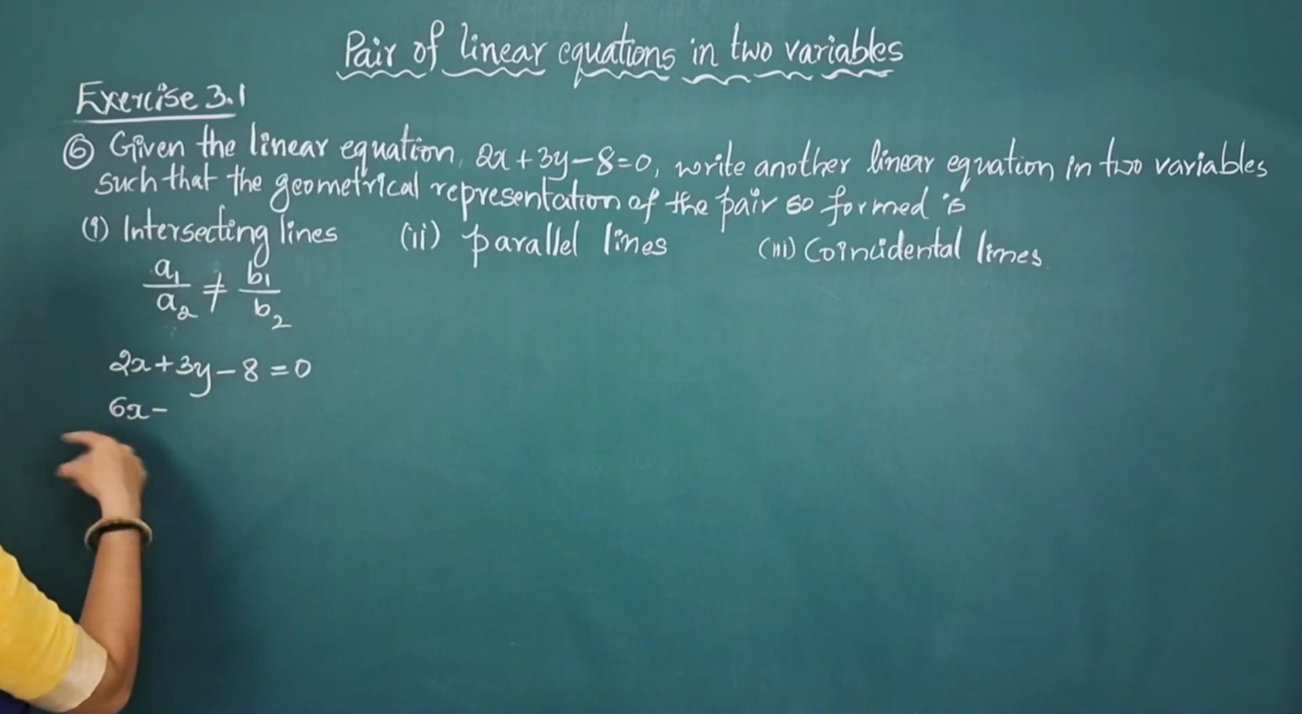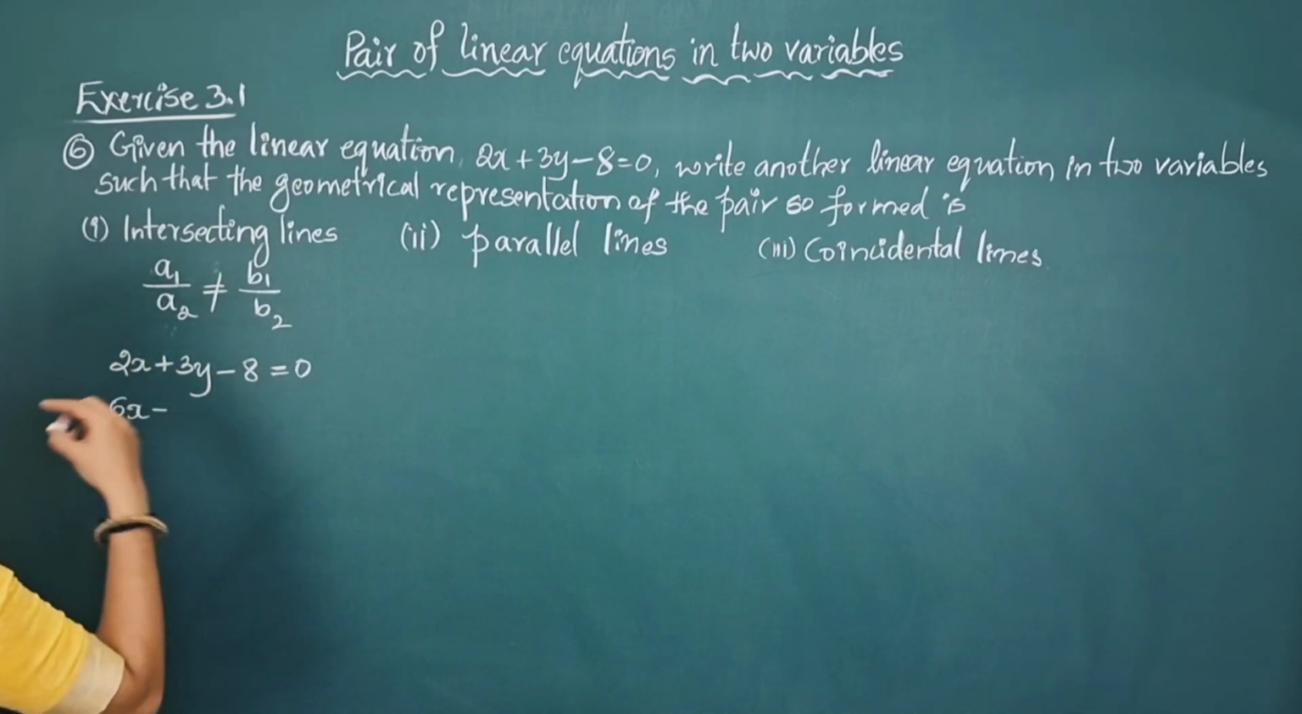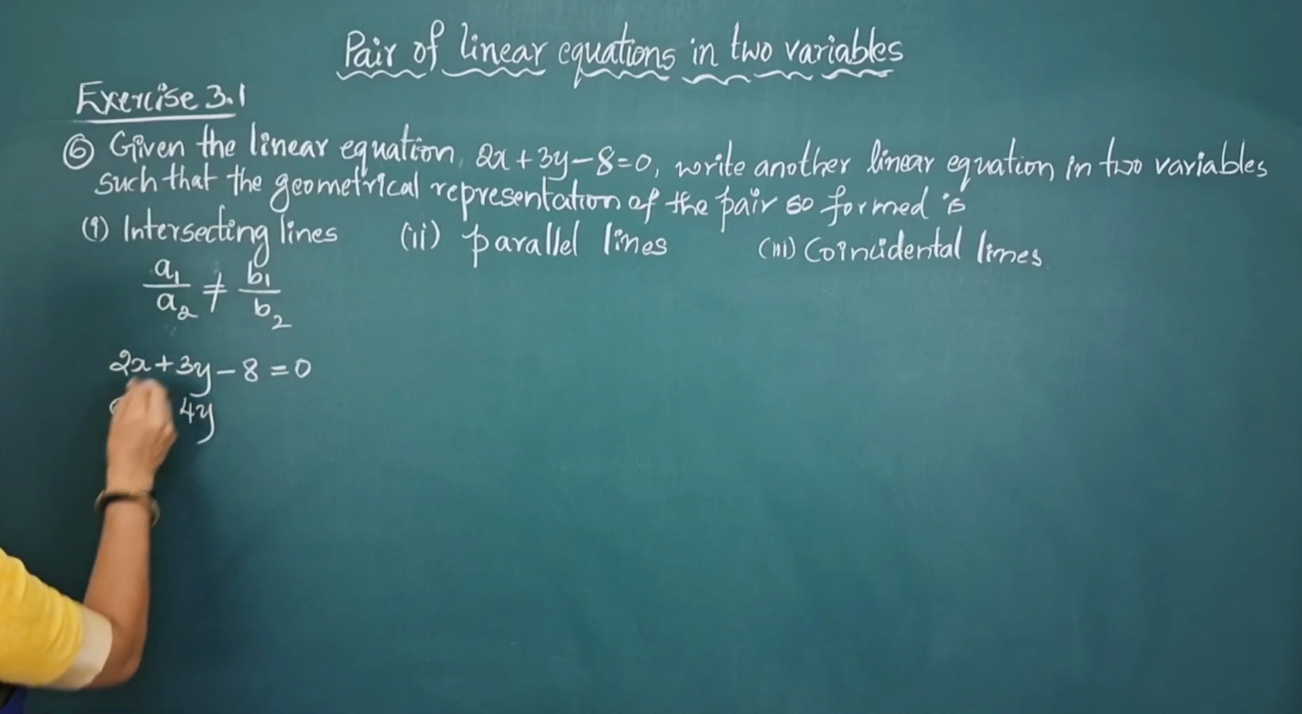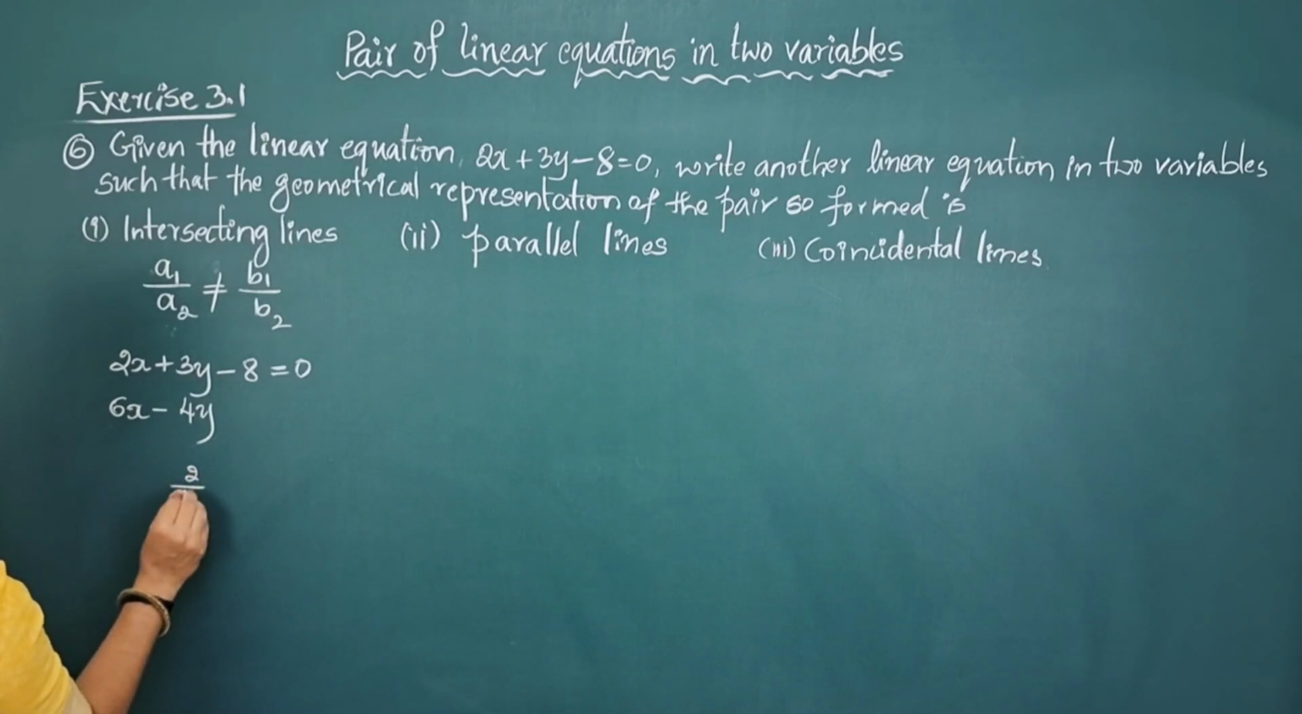So what I will do is not take a multiple of 2. Instead I will take here 4y, so we get 4y. Now you see A1 by A2 is 2 by 6, right?